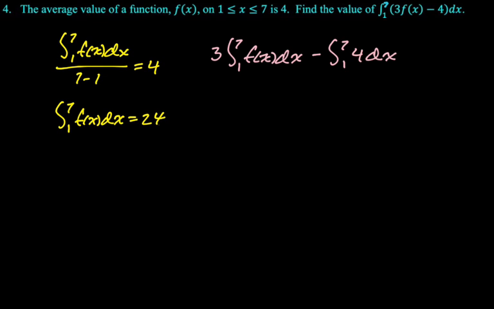So for the first one, we know that the integral from 1 to 7 is just 24. We just calculated that. For the second one, I just think of it as a rectangle that has a height of 4 and a base of 6, or you can actually integrate it with the fundamental theorem. It doesn't really matter. You'll get the same answer either way. So this is 3 times 24 minus 24, which is 2 times 24, which is 48.